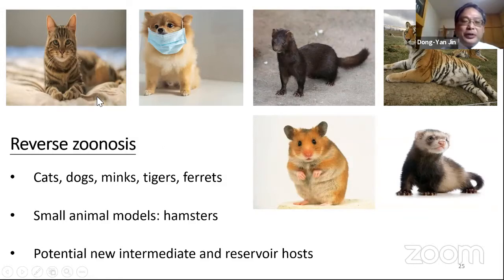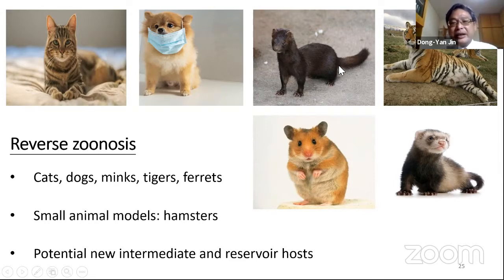And then came the issue of reverse zoonosis. It is well known that cats can now be infected, and cats can also pass on the virus to other cats. Whether they could pass the virus to humans is theoretically possible, but there is no case. The only case is from the furry animals. And the dogs in Hong Kong, we have found dogs infected by SARS-CoV-2, but the viral titers are not as high as in cats.